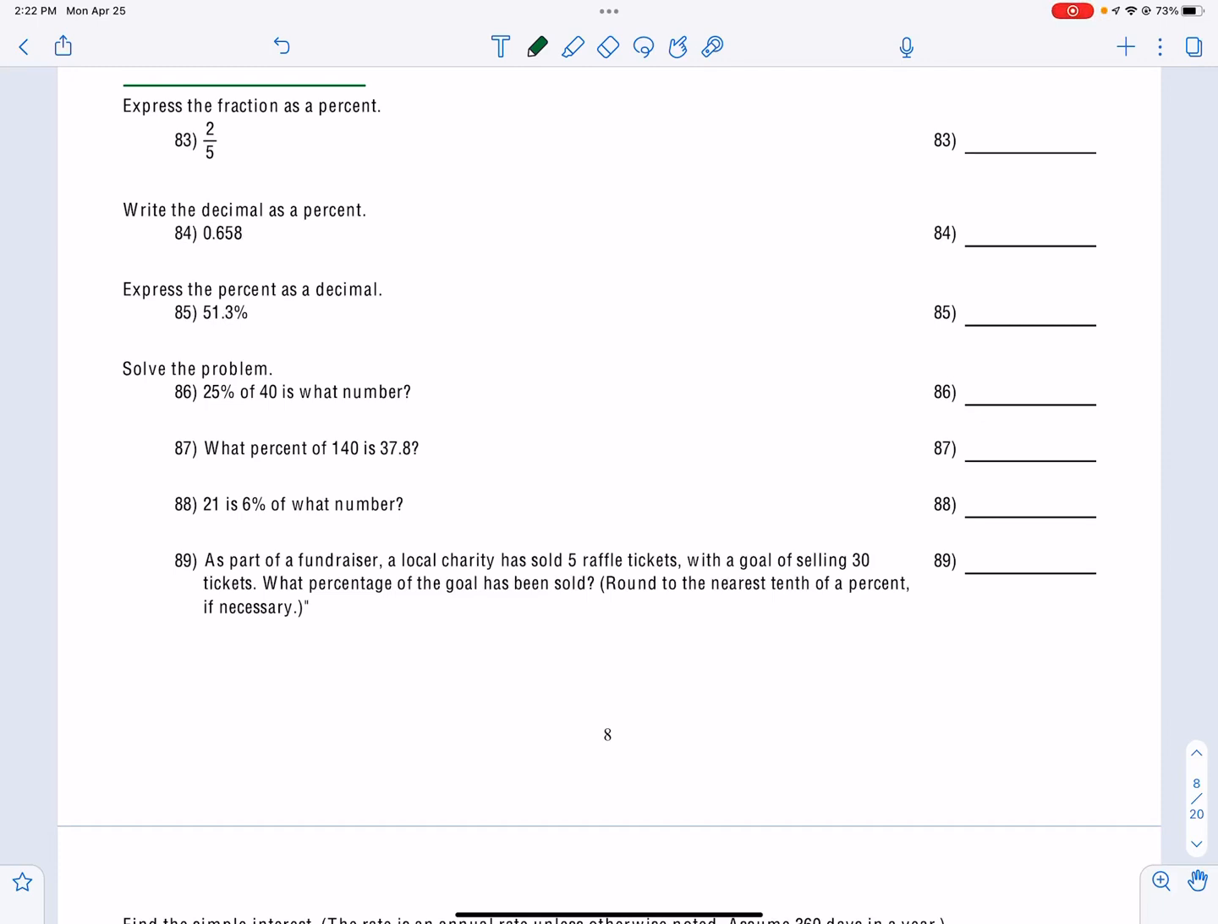Okay, now we're starting with number 83, and this is coming from chapter 10, which is the percent and consumer math section. So the first thing that you need to be able to do is to change a fraction as a percent. And so you are going to take the numerator and divide it by the denominator. And then when you take 2 divided by 5, you're going to get a decimal, 0.4, which then you're going to have to multiply by 100.